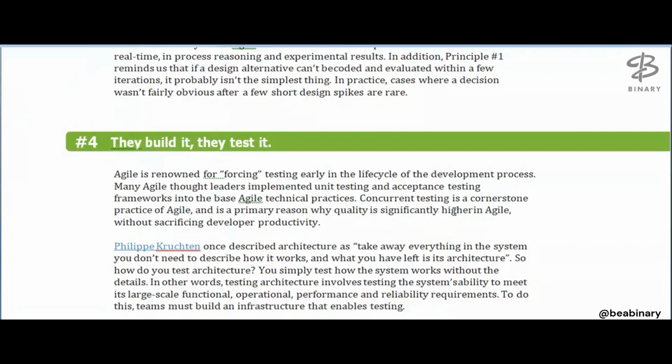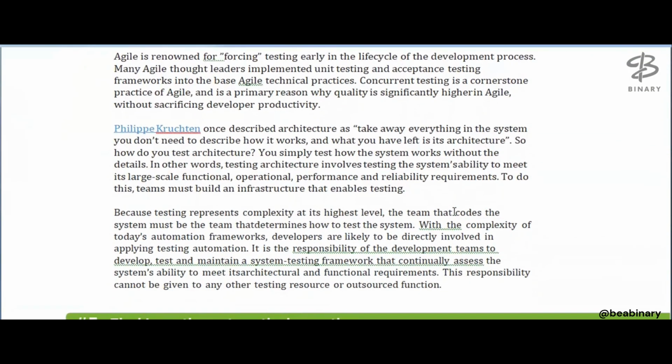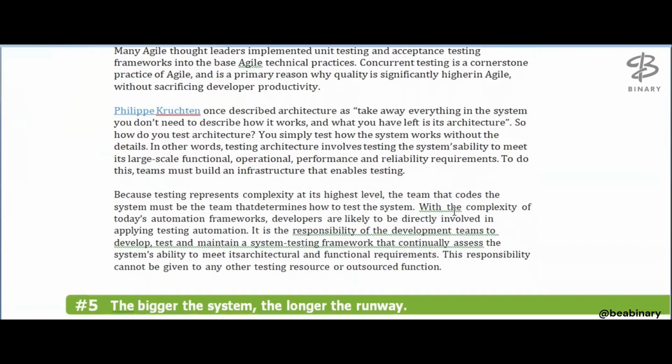requirements. To do this, teams must build an infrastructure that enables testing, because testing represents complexity at its highest level. The team that codes the system must be the team that determines how to test the system.